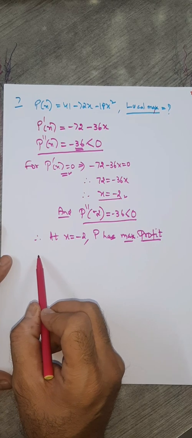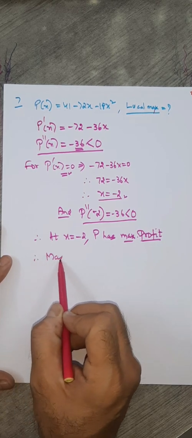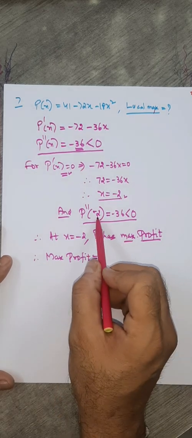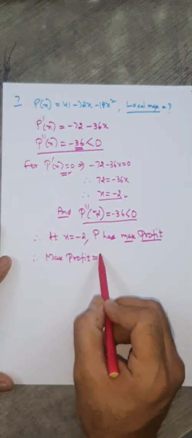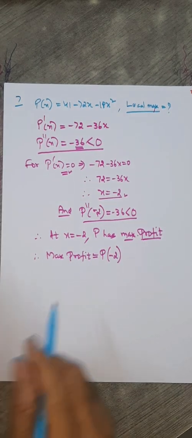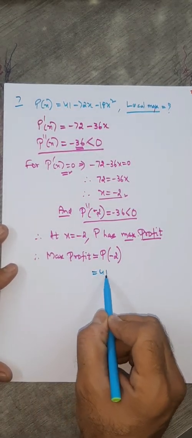Okay, and how do you find that maximum profit? Maximum profit equals to, how do we get it? Just put minus 2 in the function. So p of minus 2, you know, f of c if you remember. So I'll just put minus 2 in the function.